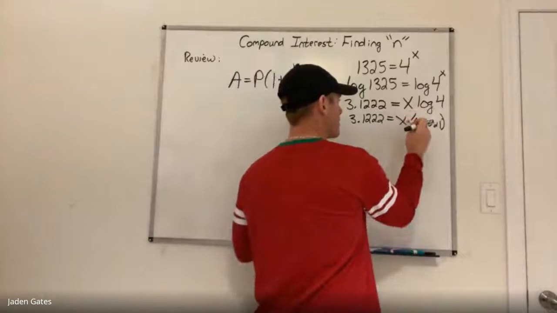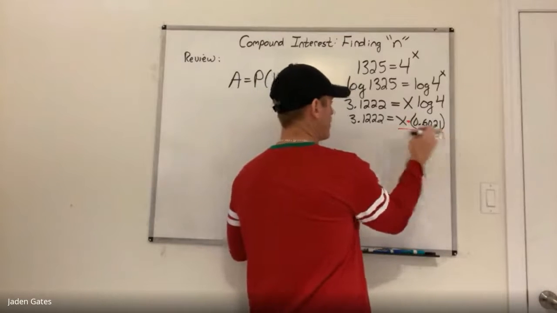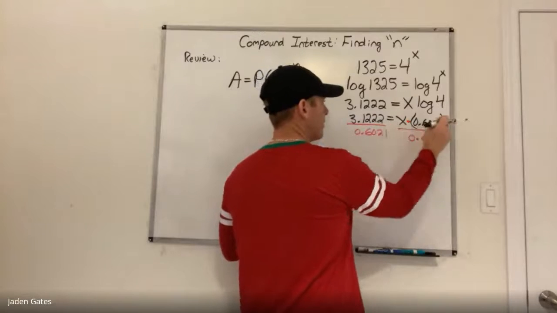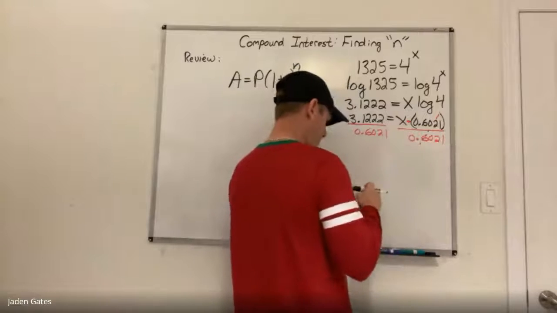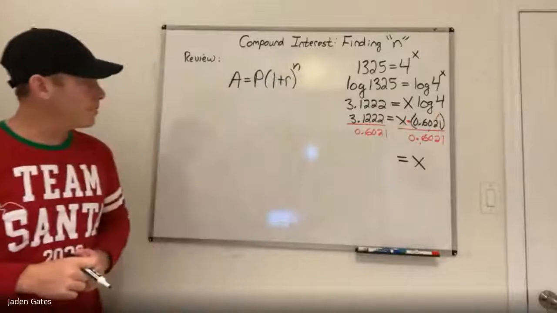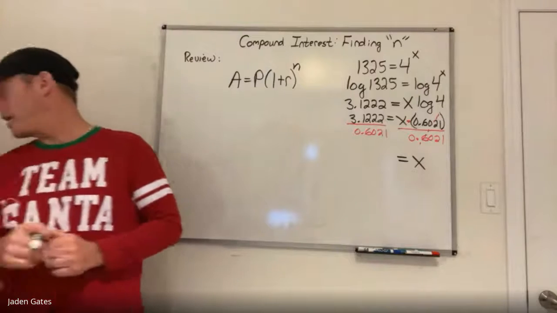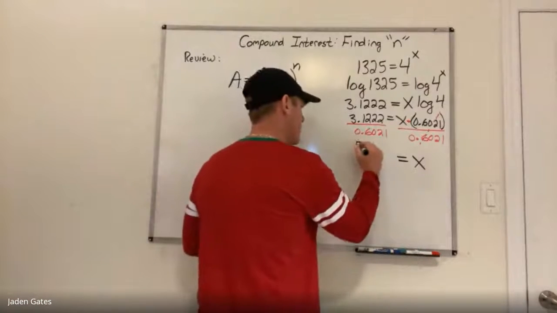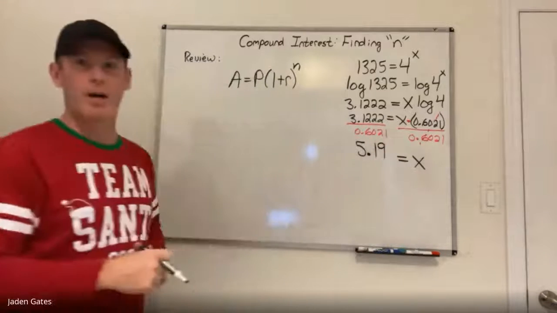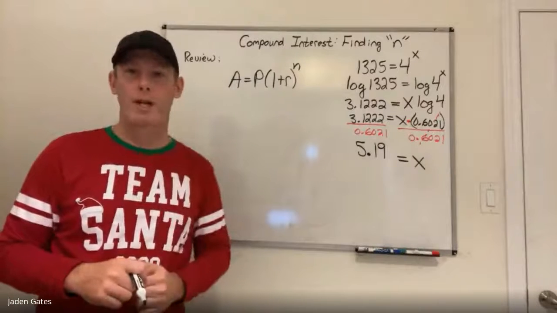Now, of course, all I have to do now is divide by my numerical coefficient, which is the number beside the x. It's multiplying the x here. So in this case, it's my 0.6021. Divide that on either side. All right, so those divide each other out. And so my x is going to be 3.1222 divided by 0.6021, and rounding to 2 decimal places here, I'm going to get 5.19 is our x value. So again, that's just a little bit of review of last unit when we looked at exponential equations.